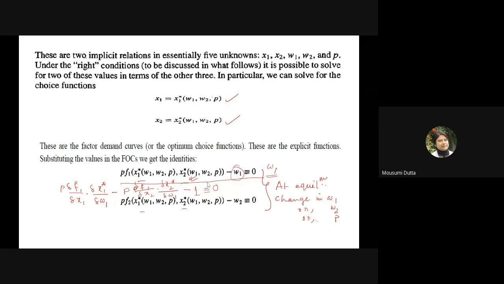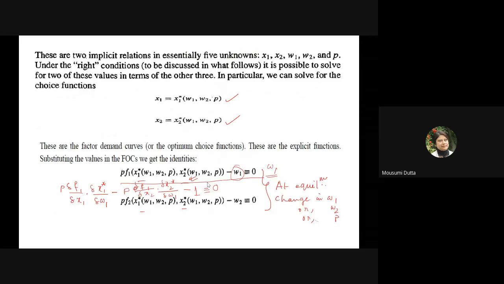Okay, so this expression is there. P del F1 by del X1, del X1 star by del W1 plus P del F1 by del X2, del X2 star by del W1 minus 1 is equal to 0. So this expression is there.